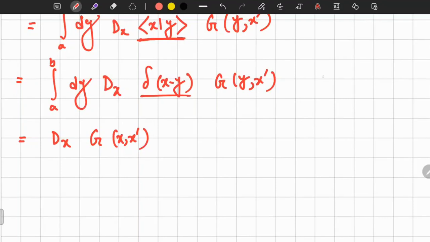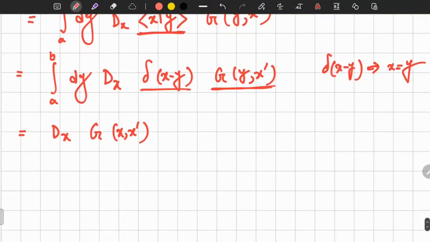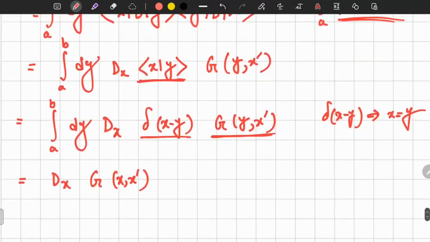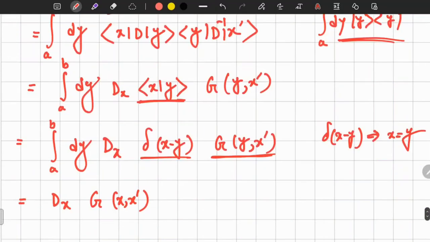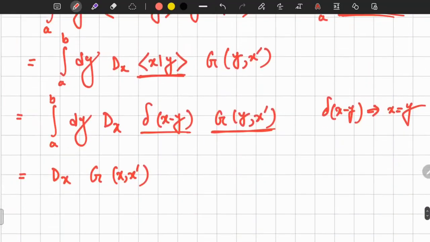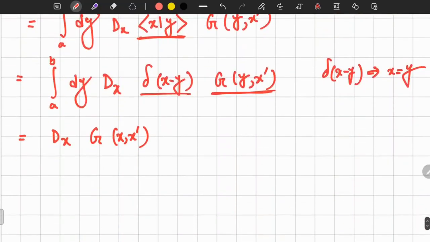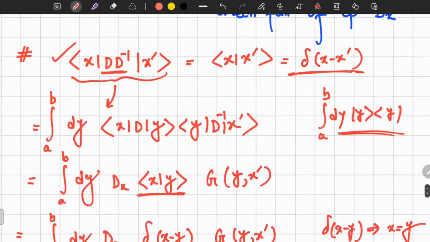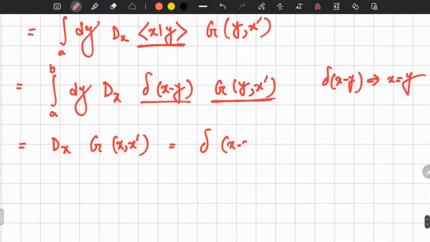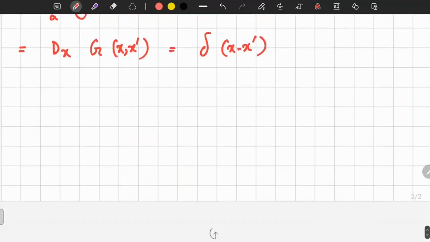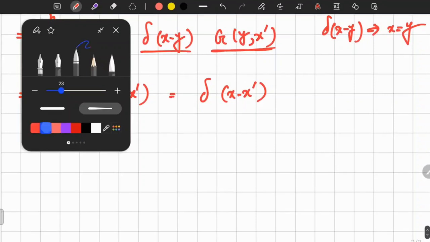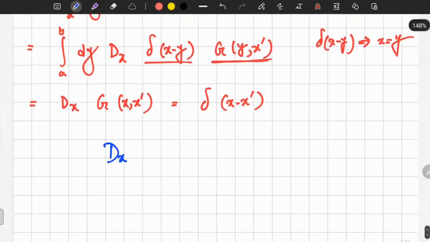because delta(x, y) only survives when x equals y. Then the overall integral will convert g(y, x prime) to g(x, x prime). So this also can be written as Dx into the Green function of x and x prime. So it equals the delta function, delta(x minus x prime). So this is another important relation we obtain: Dx g(x, x prime) equals delta of x minus x prime.